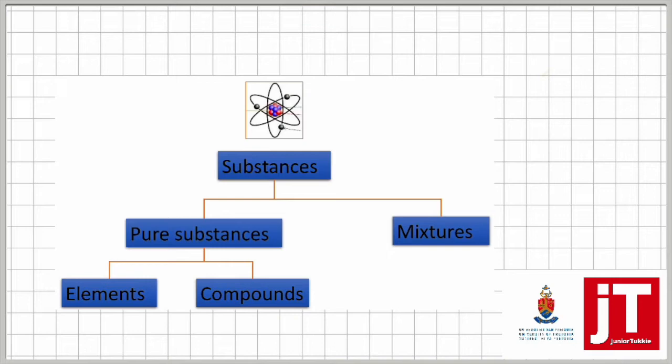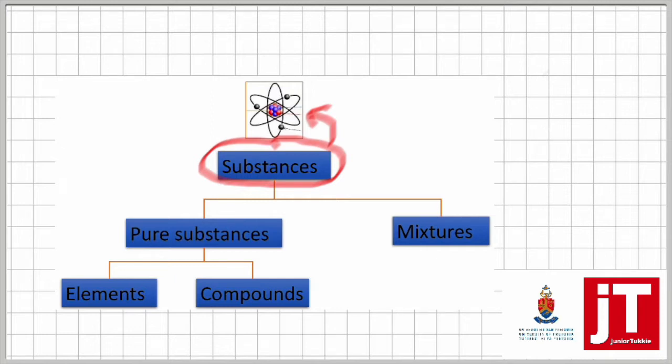In this video we will be looking at elements, at compounds, and at mixtures. Now, as we saw in our previous video, all substances are made up of atoms. What we are going to be looking at in this video is how we group the various substances together.